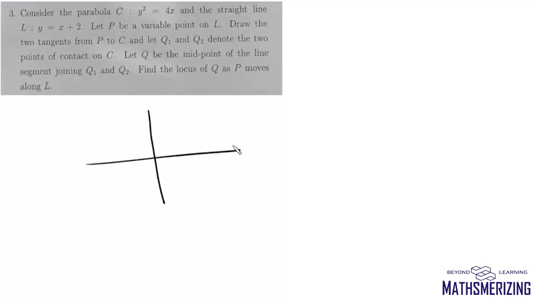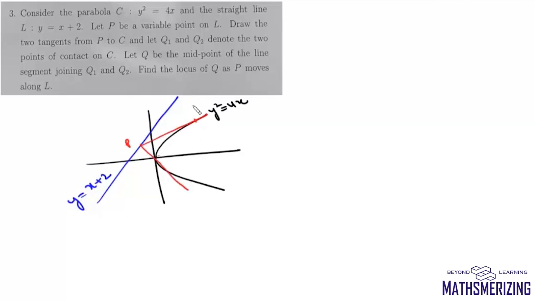Now here the question is: consider a parabola y square equals 4x. So we have this parabola, y square equals 4x, and then we have this straight line, y equals x plus 2. Now it says P is a variable point on this line. So we have this point P, and from this we have drawn two tangents, and these points of contact are Q1 and Q2. Now we need to find the locus of the midpoint of Q1, Q2. So this is this point Q, and we have to find the locus of this point Q.